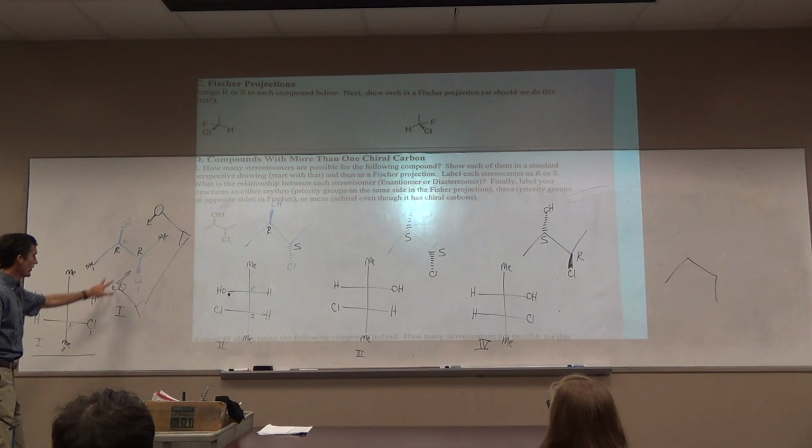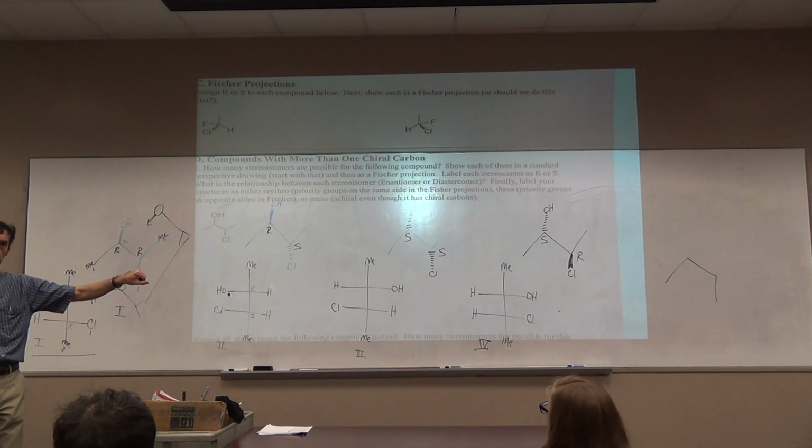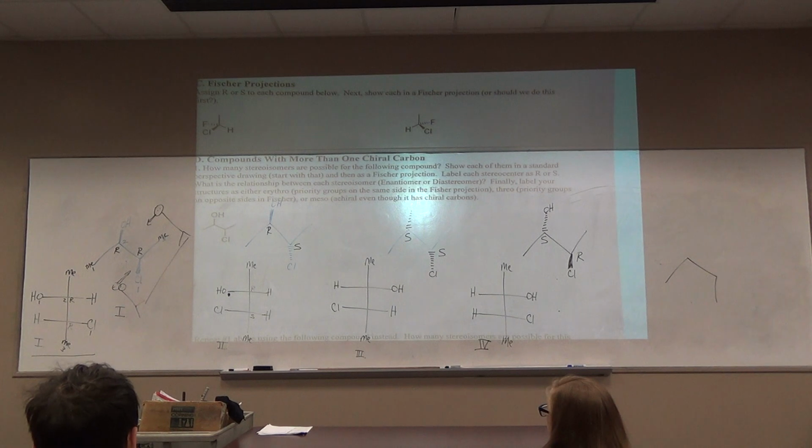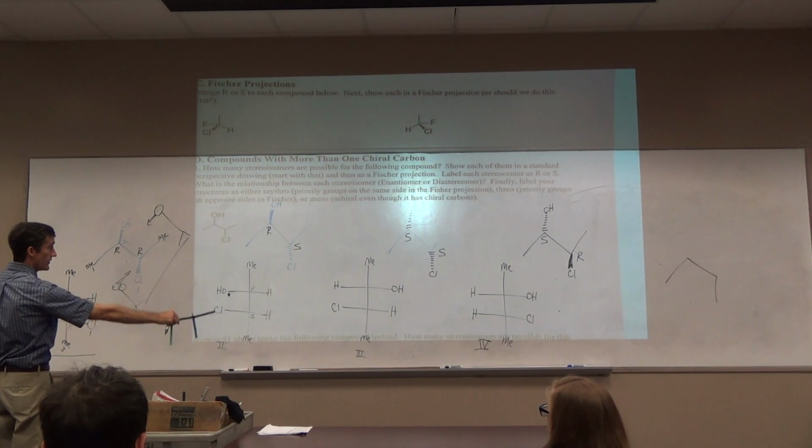You also know that if RR looks in the mirror, what's it going to see? SS. The mirror image of R is S. Right? What about the Fischers? Do the Fischers look like they're mirroring 1 and 3? Yes. 1 and 3, Fischer's mirroring? Can you see that? Yeah. They are. They're mirror images.